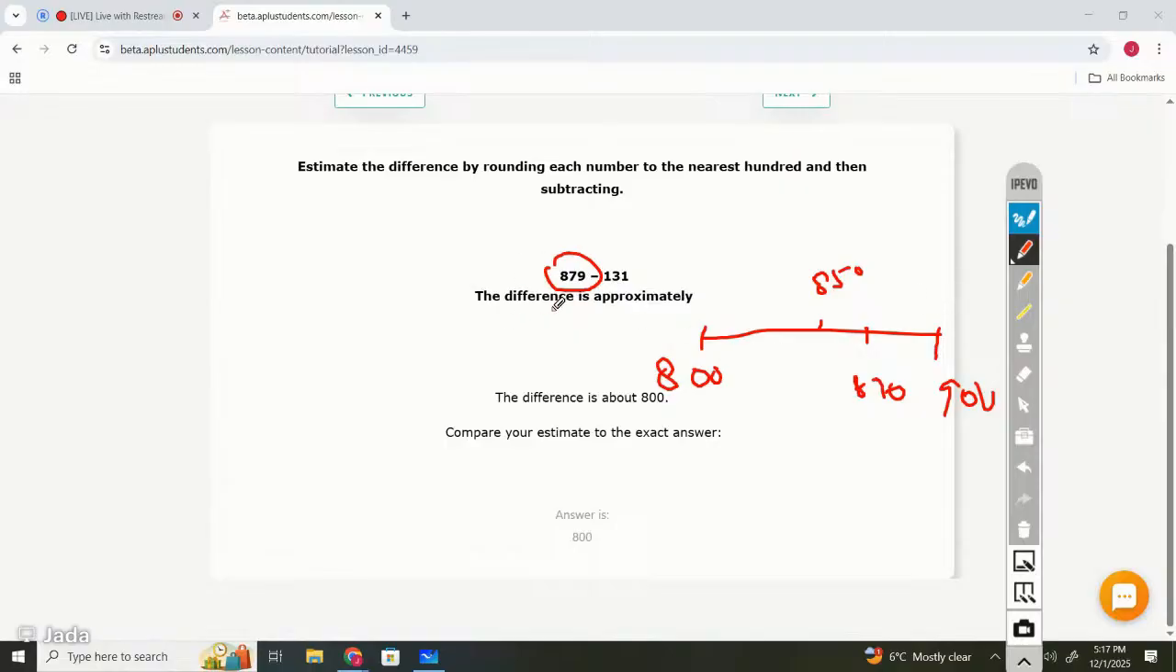So it would be rounded to 900. Then we have 131. Here we have 100, here we have 131, and here we have 150. So 131 is close to 100, so it would be rounded to 100. So 900 minus 100 is then 800. So the correct option is 800.